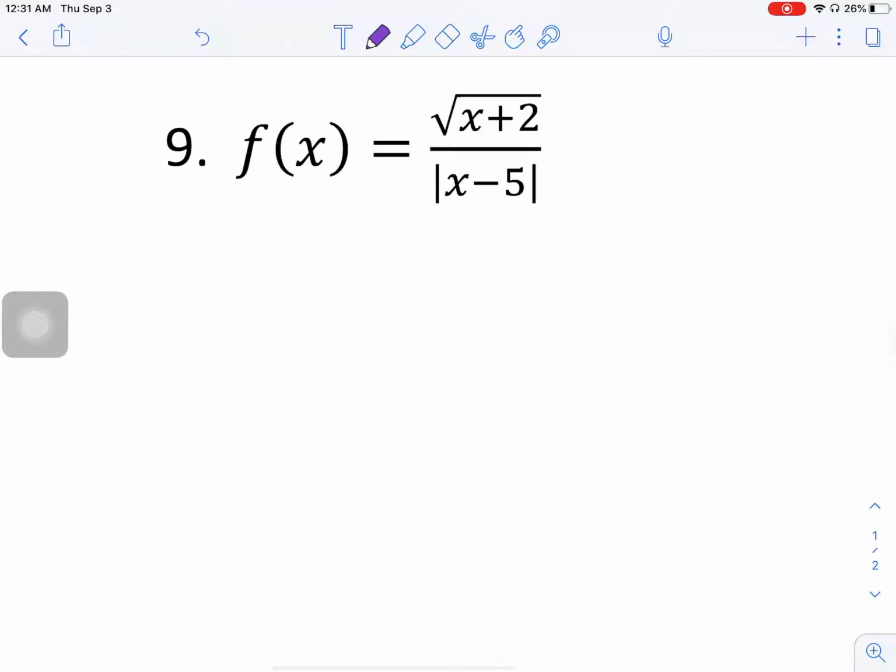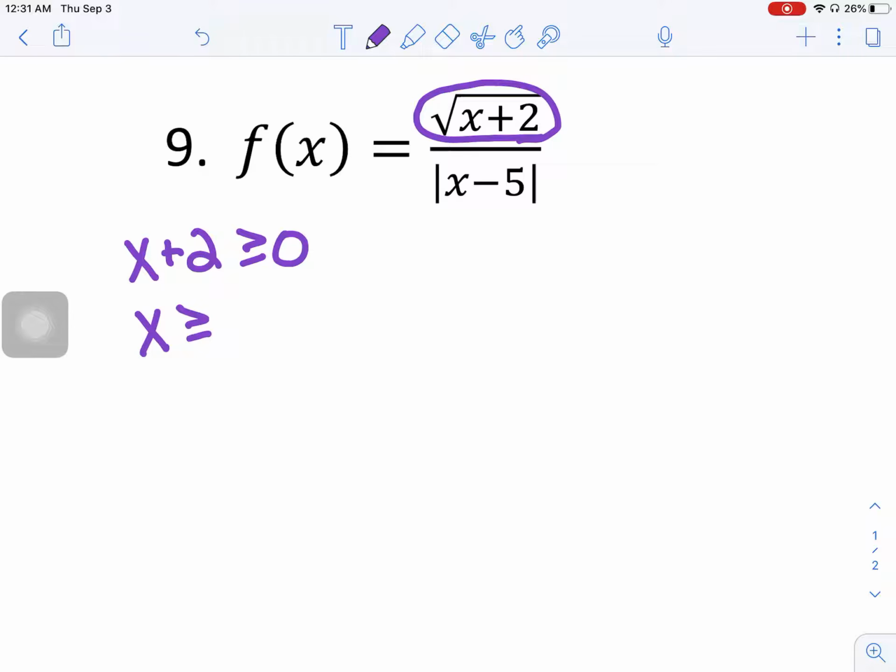All right, same idea here. I keep overloading these problems, but they're pretty good examples. We have a square root in the numerator, so the expression for the square root is greater than or equal to 0. The equal to part totally is fine because the expression is in the numerator. So x is greater than or equal to -2, so that part's good.